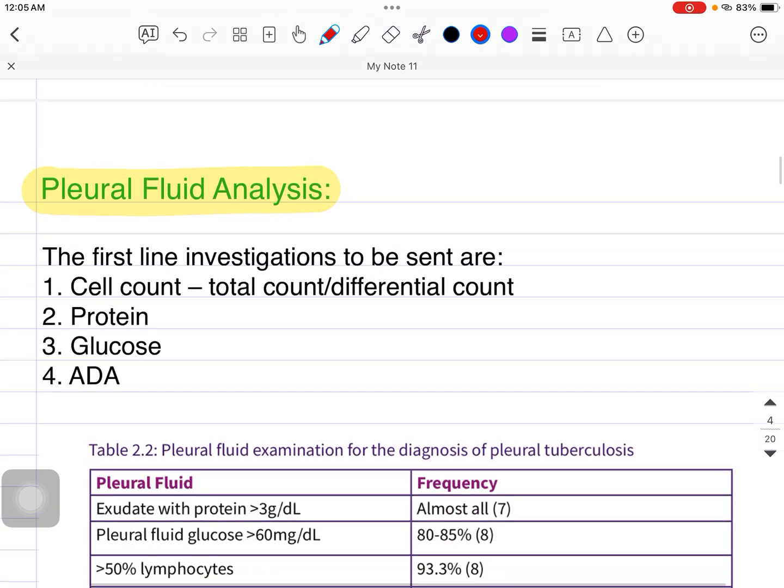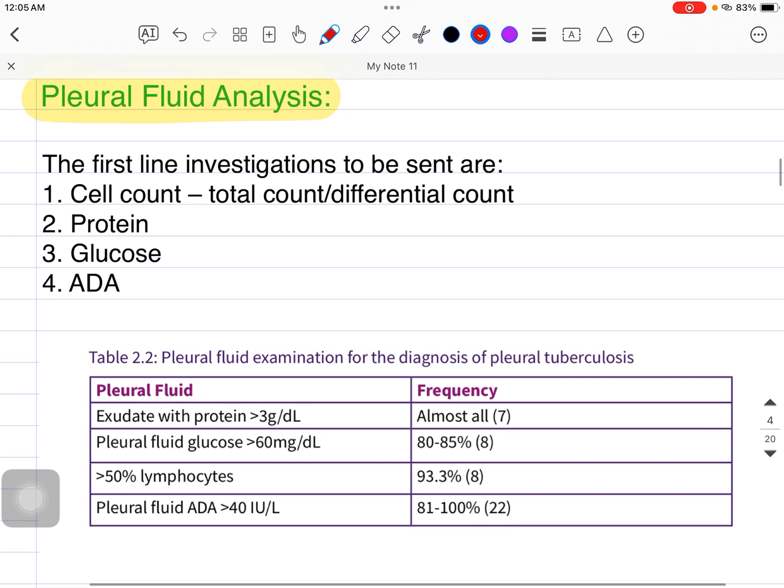So what are the tests which we need to send for whichever pleural fluid we have collected? The first-line investigation which should be sent is the cell count. In the cell count we are covering the total count as well as the differential count. Then the protein, sugar, ADA. Sugar is also called glucose. So total count, protein, glucose, ADA, these are the must-sends. So, pleural fluid examination for the diagnosis of pleural tuberculosis.